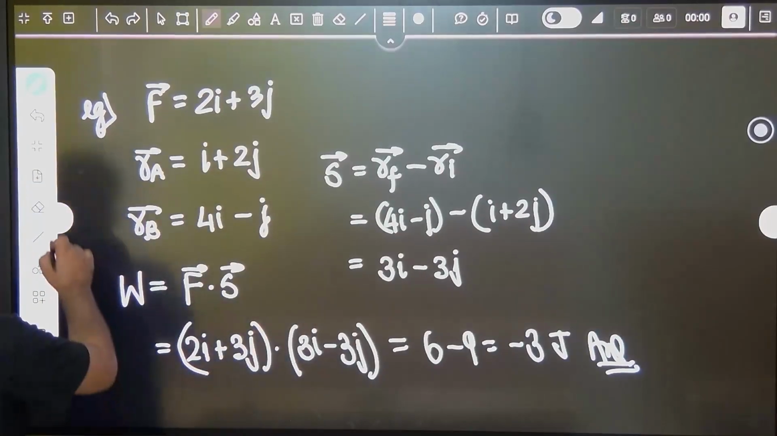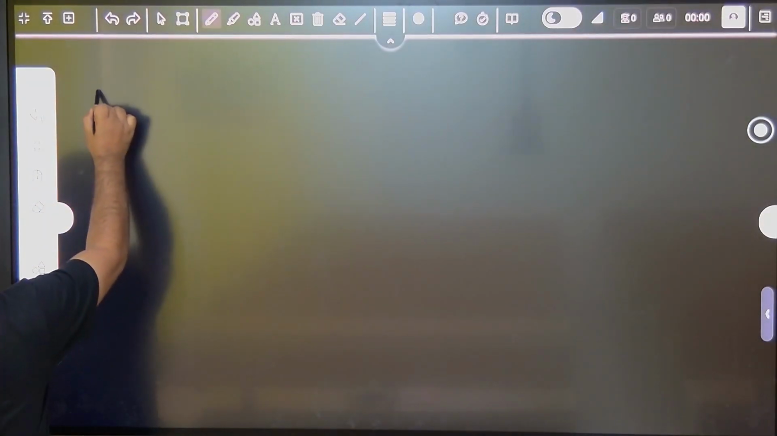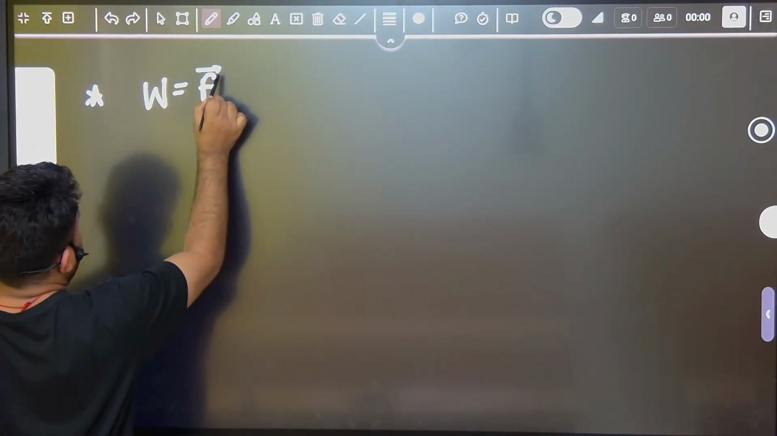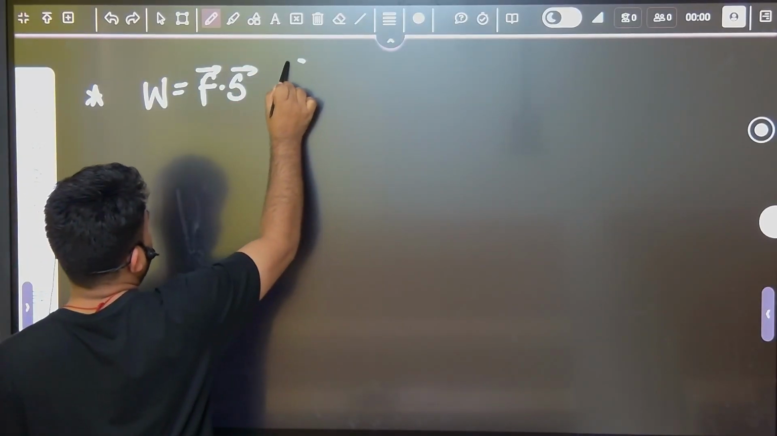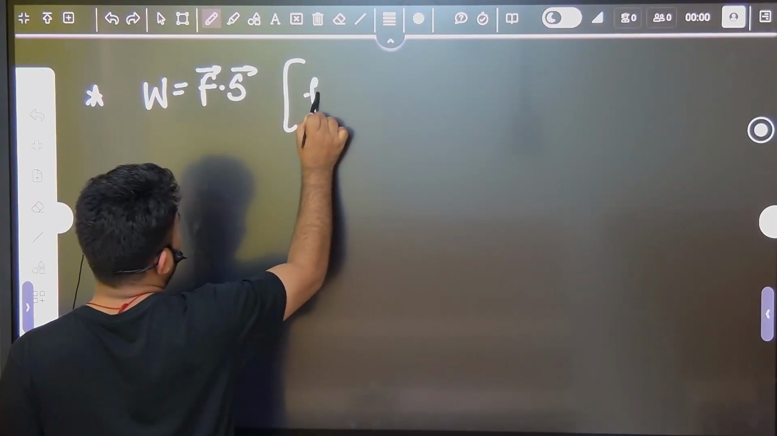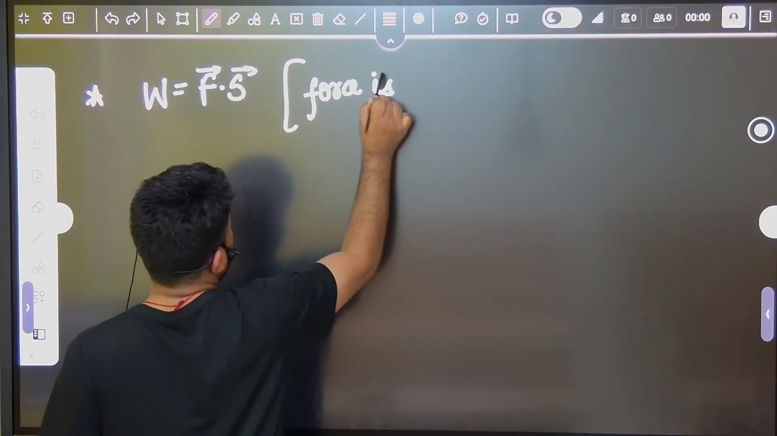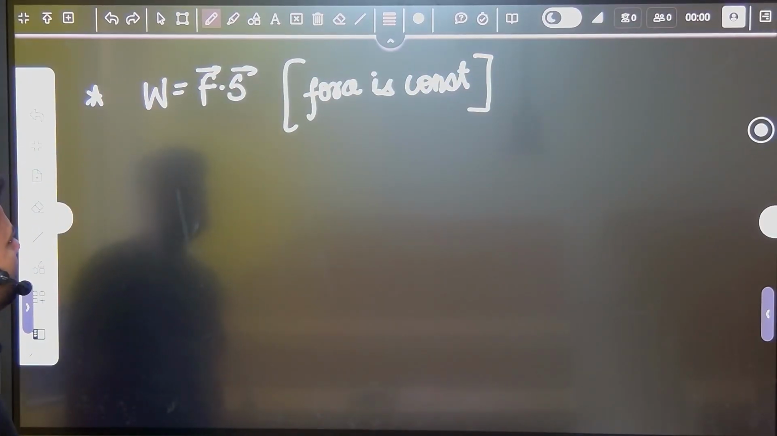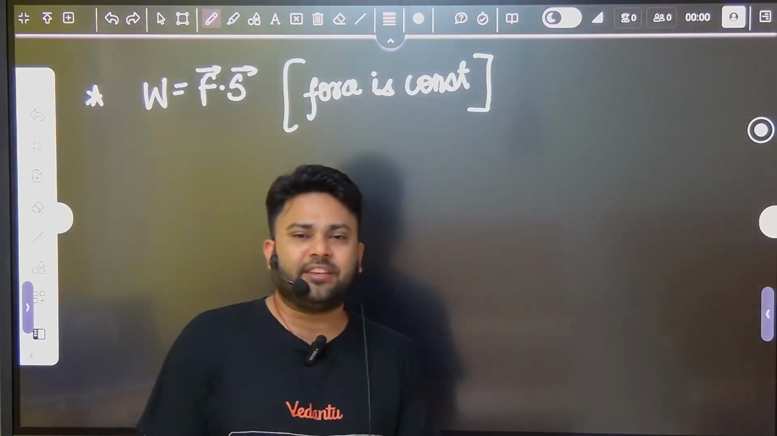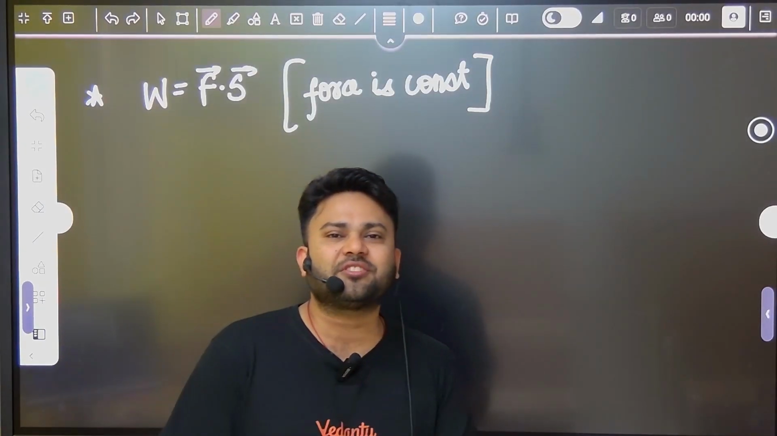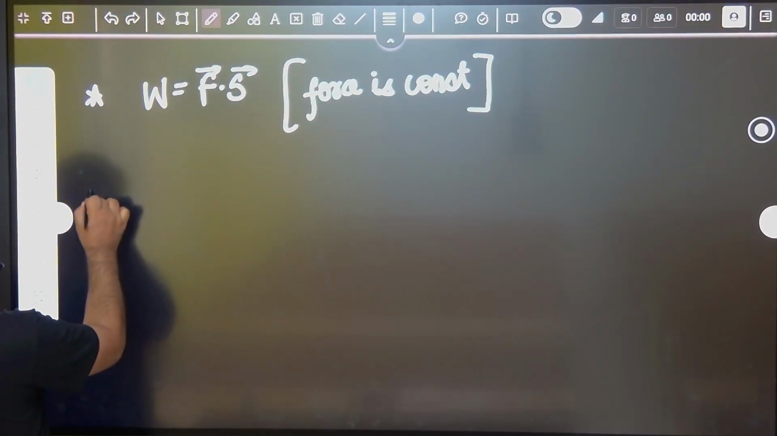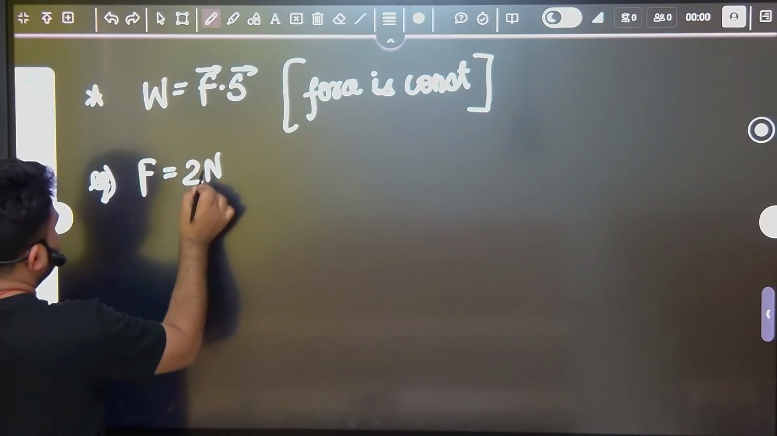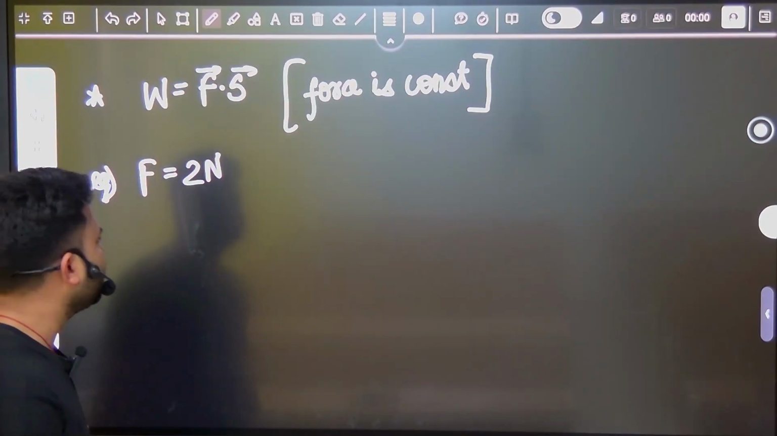Now see, whenever you are applying this formula, work equals F dot S, always remember that you apply this formula when the force is constant. Many students struggle to tell whether the force is constant or variable. Let me give some example. If they give force equals 2 Newton, we know this is a constant force of 2 Newton.